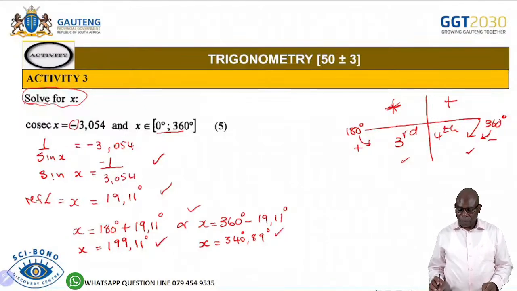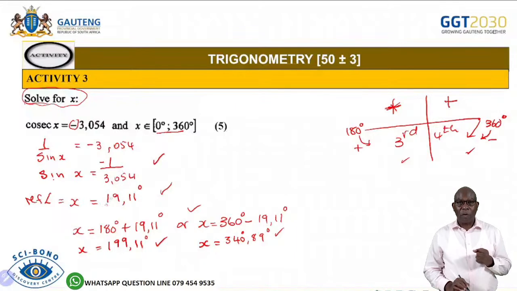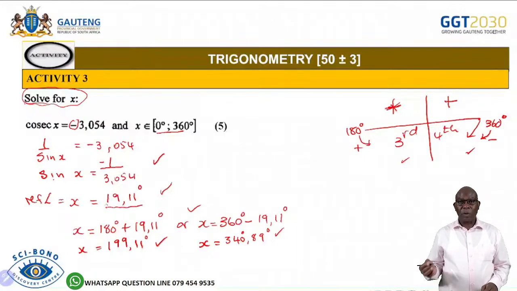Okay, right. So please make sure, why didn't I put a negative angle here? It is because when we're looking for the reference angle, we use a positive value there. So we're going to say shift sine 1 over 3,054. Don't put the negative so that you get 19,11. Because if you put a negative, then you're going to get a negative angle, and then when you add it, you get wrong answers. Okay, right.